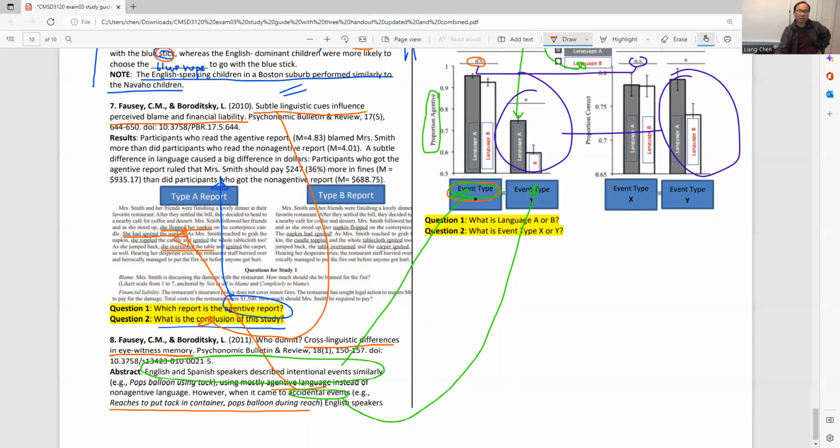So what's the conclusion? How do we interpret these results? The answer lies in the title: subtle linguistic cues influence perceived blame and financial liability. That's the conclusion of this study. You may find it also here, a subtle difference in language caused a big difference in perceived blame and financial liability. Okay.